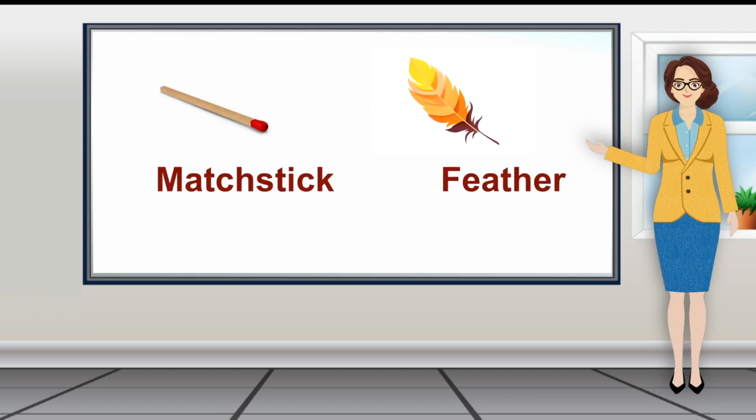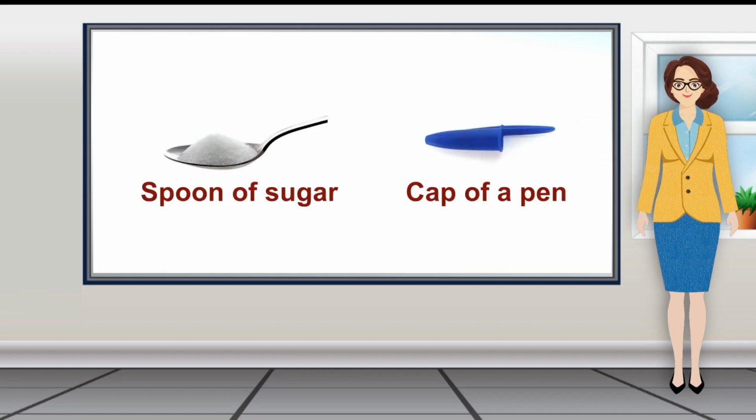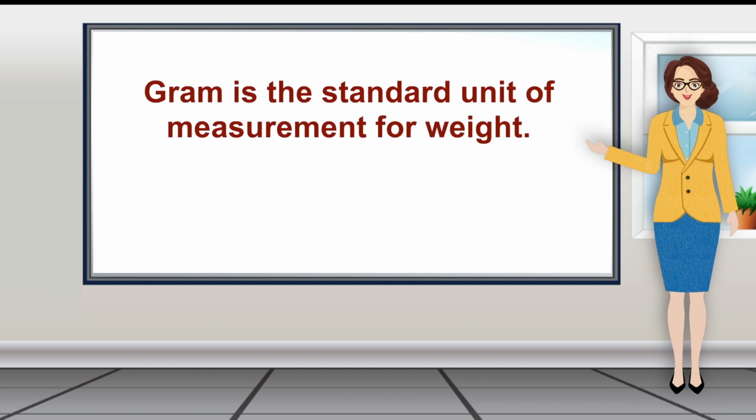For measuring the weight of a very small object or quantities like the weight of a matchstick or a small feather, we use a smaller unit of milligrams. For measuring the weight of small objects or small quantities like the weight of a spoon of sugar or a cap of a pen, we use a bigger unit of grams. Gram is the standard unit of measurement for weight.